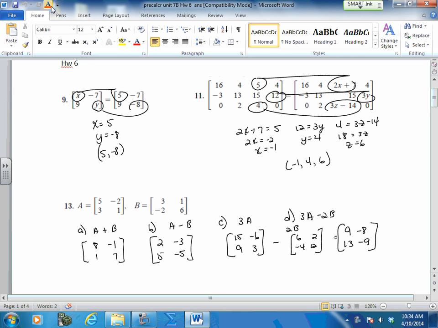Your 12 is equal to your 3y, and your 4 is equal to your 3z minus 14. Just a good exercise in when matrices are the same.